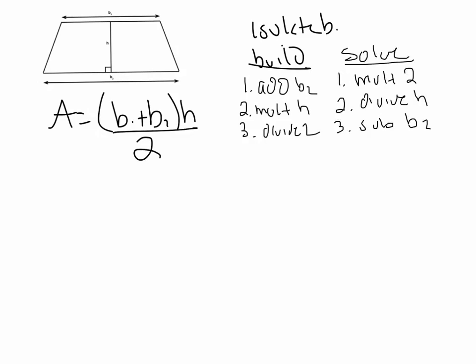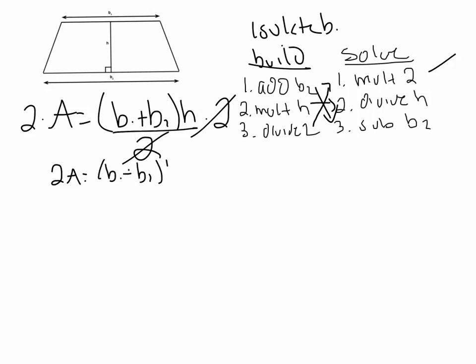So our steps to solve, we're going to start by undoing dividing by 2 and multiplying by 2. Then we're going to divide by h, divide by the height, and then we're going to subtract base 2. So let's start with multiplying both sides by 2. So I'll multiply the left side and the right side by 2 and 2.